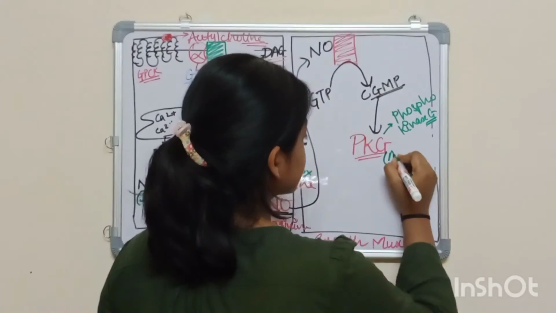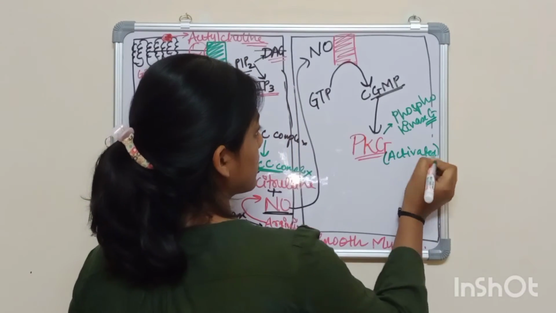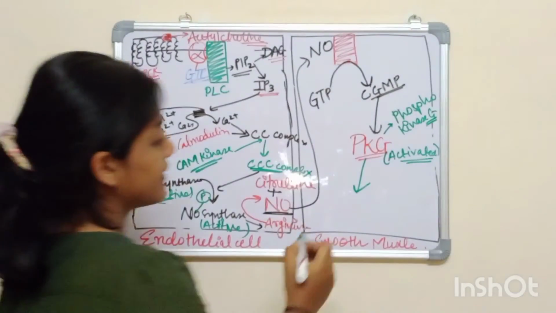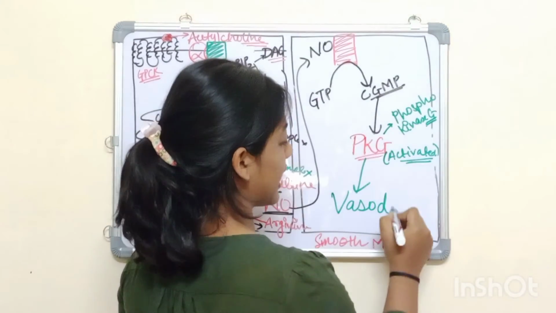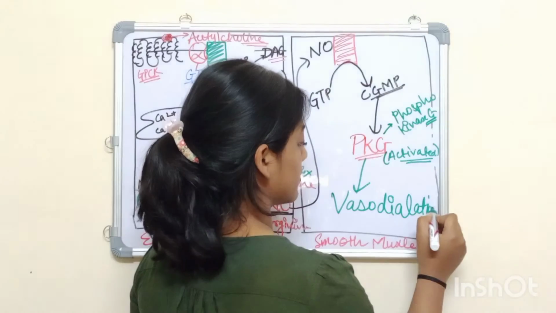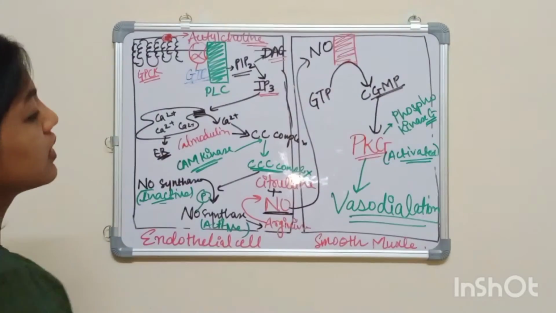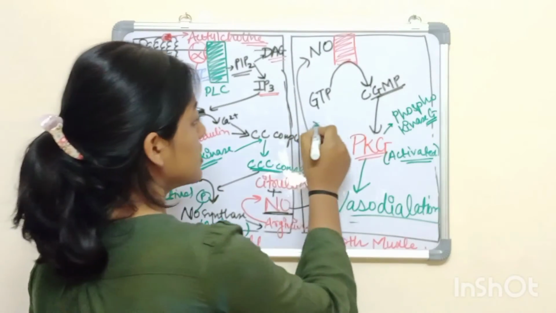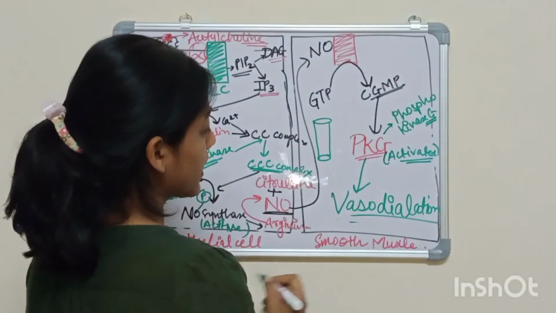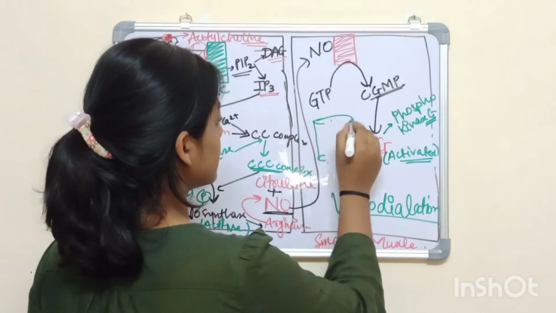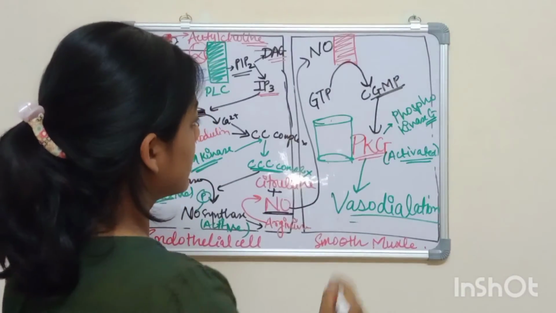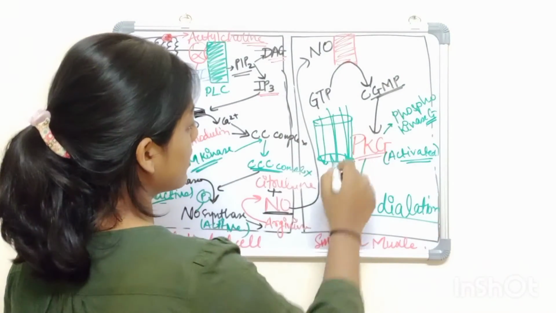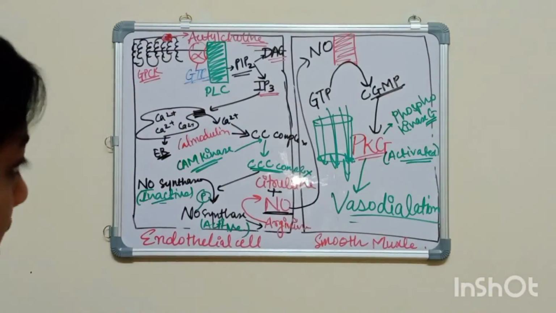As PKG gets activated by cGMP, now PKG will cause vasodilation. This was the main aim of the GPCR NO signaling. Vasodilation means the diameter of the blood vessels increases. If this is the diameter of the blood vessel, due to vasodilation the diameter will increase. If the diameter of the blood vessel increases, more blood will flow. So blood circulation will increase due to vasodilation.